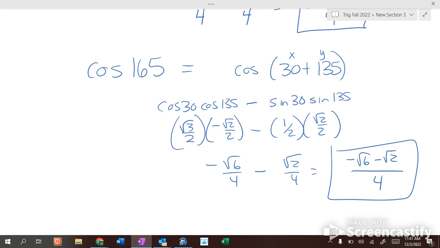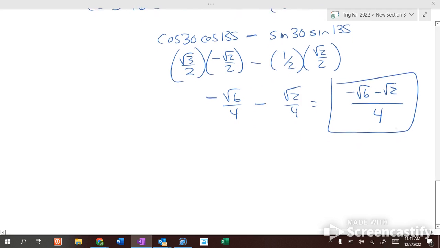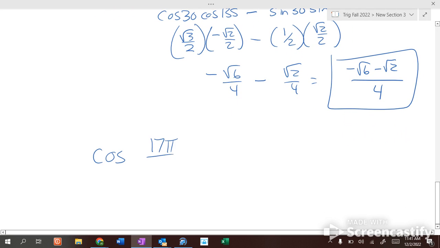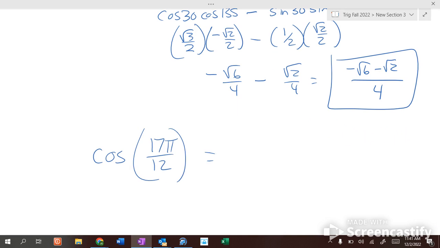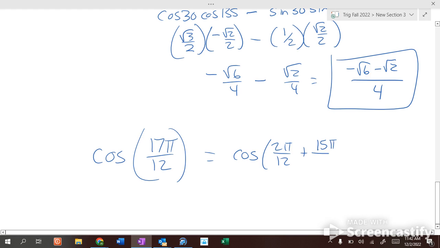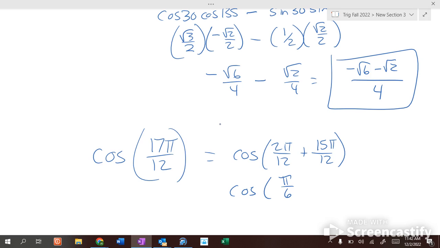Cosine of 165. Cosine of 17 pi over 12. Obviously, 17 pi over 12 is not on your unit circle. So, what two numbers that are on your unit circle add up to 17 pi over 12? Is 1 pi over 12 on your unit circle? No. Is 2 pi over 12 on your unit circle? Yes. 2 pi over 12 plus what over 12? 15 pi over 12. Yep, it is, because 2 pi over 12 is pi over 6, and 15 over 12 is 5 pi over 4.